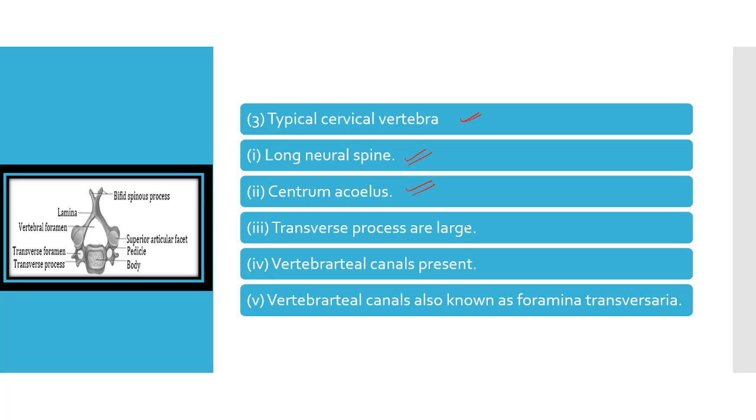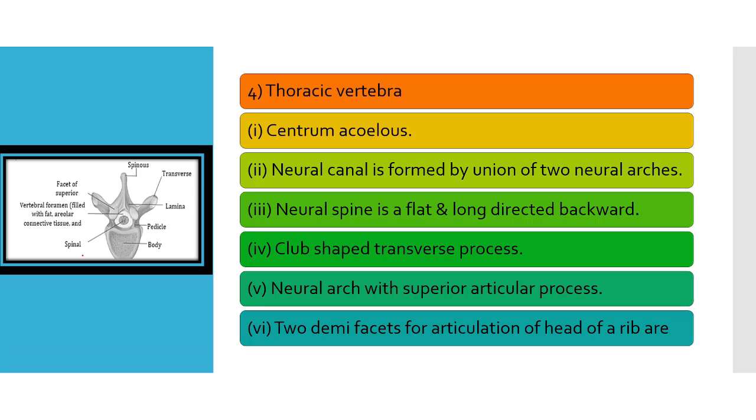The centrum is acoelous. Transverse processes are large. Vertebral canal present. Vertebral canal is also known as foramen transversarium. So a typical cervical vertebra has a long neural spine which can be bifid. Centrum is acoelous. Transverse processes are large. These are the transverse processes you can see. Vertebral canal is present, also known as foramen transversarium.